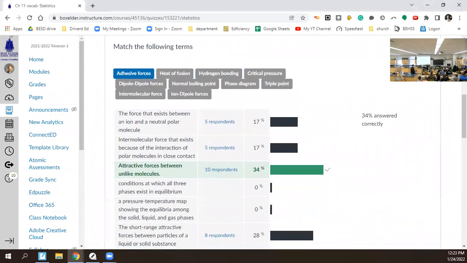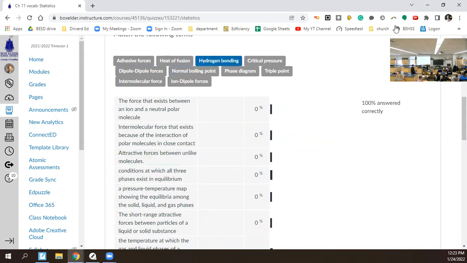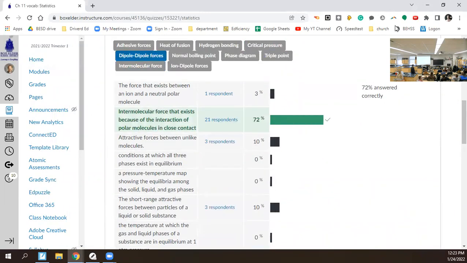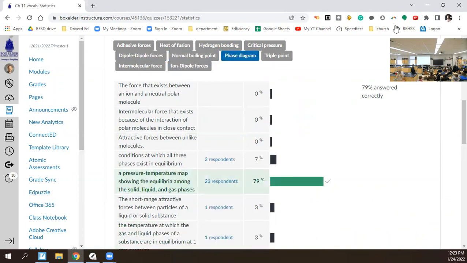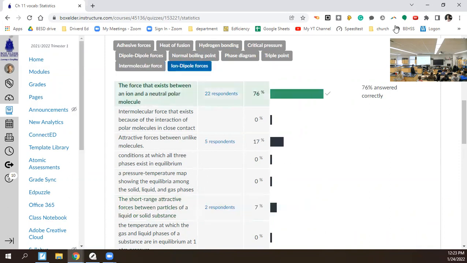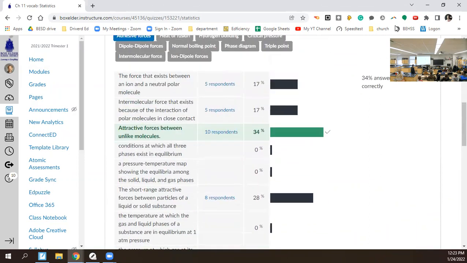Okay, looking down here. Ooh, adhesive. These are tricky. Attractive forces between unlike, heat of fusion, hydrogen bonding, critical pressure, dipole, normal boiling point. Well, good. Phase diagram, we haven't studied those yet, but probably not that hard to figure out. Triple point, kind of confusing. Intermolecular force. And ion dipole. So adhesive, that looks like our lowest one.